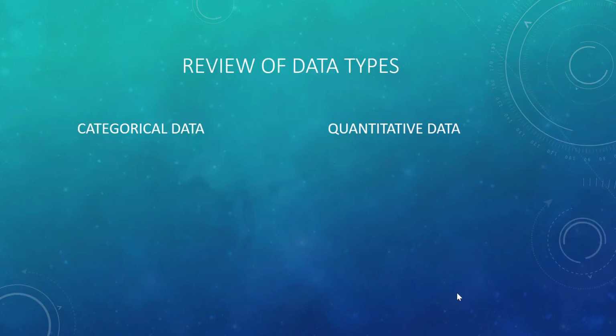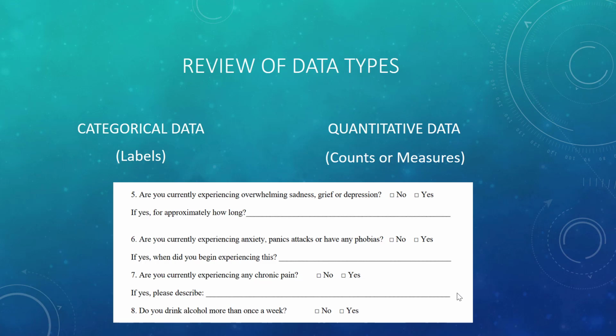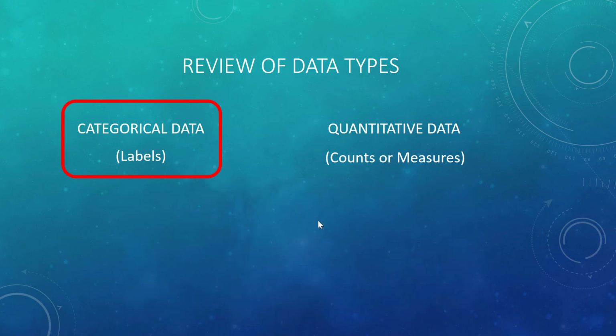Remember, we have categorical data and quantitative data. Categorical data are also called labels, and quantitative data are counts or measures. So again, looking at this form, what kind of data is represented in the answers? Well, you might answer yes or no, and then if you have a blank space, you have to write some words here. So our data is categorical data.